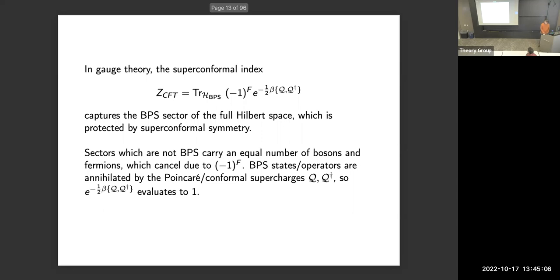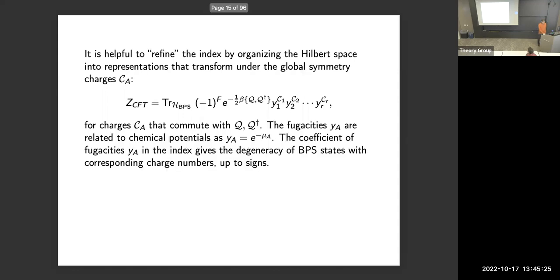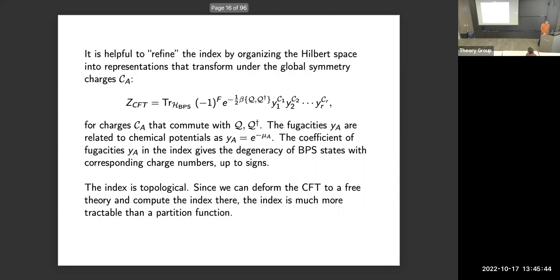Here we'll simply get a number for the number of BPS states, but it's really helpful to refine the index so that we can get more information by organizing the Hilbert space into representations that transform under the global symmetry charges C_A, which commute with Q and Q dagger. So these variables are called fugacities in the literature, and they're related to chemical potentials. And the coefficient of fugacities in the index gives the degeneracy of BPS states with corresponding charge numbers up to signs. And perhaps the most important thing about the index is that it's topological. So since we can deform the CFT to a free theory and compute the index there, the index is much more tractable than a partition function. That's the merit of studying the index.